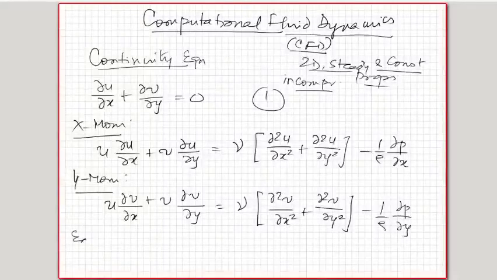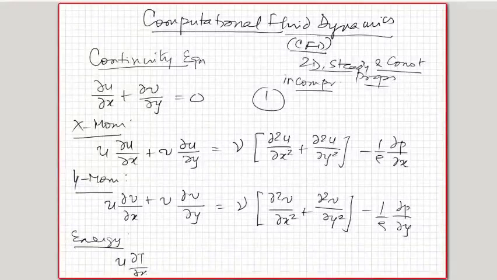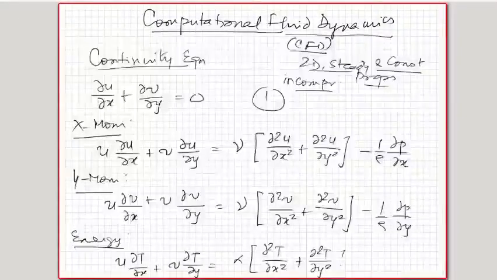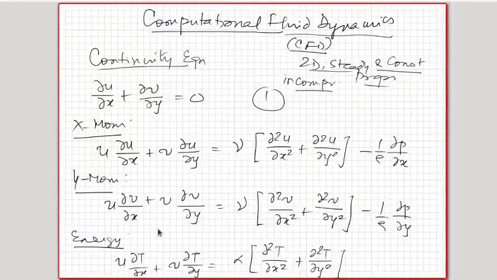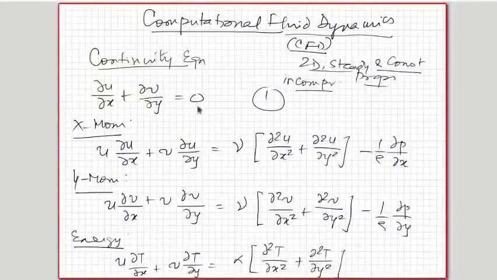And the energy equation can be written in the same form: u ∂T/∂x + v ∂T/∂y = α(∂²T/∂x² + ∂²T/∂y²). So you see that the equations all look quite similar to each other. There are minor changes that come because of mu getting replaced by alpha here, and there is a pressure term here which is not present here, and so on.